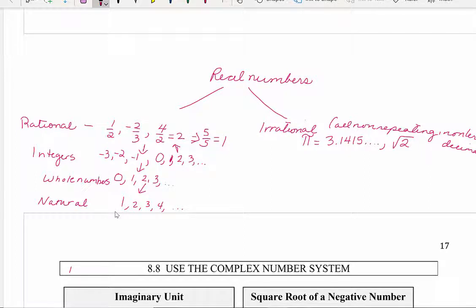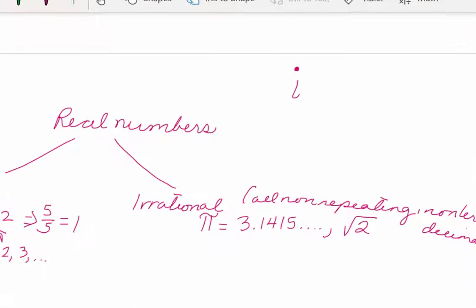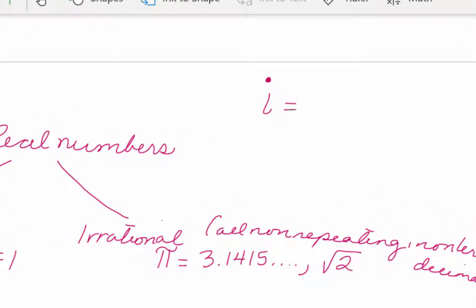Okay? All right, well, but then mathematicians, you know, they were not satisfied with that. They said, how come we cannot take square roots of negative numbers? So they realized that they needed to create a whole new set of numbers that would allow us to take the square roots of negative numbers. So they came up with a new number called i, right? This i is defined as follows. When you square i, you get -1.